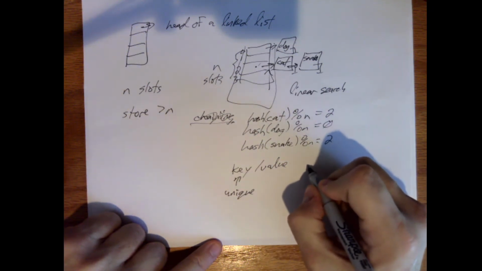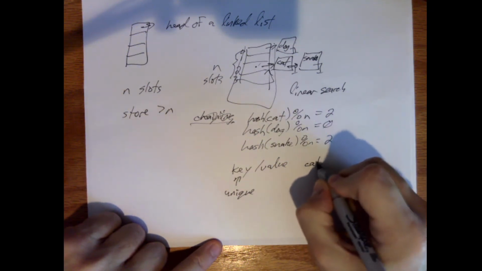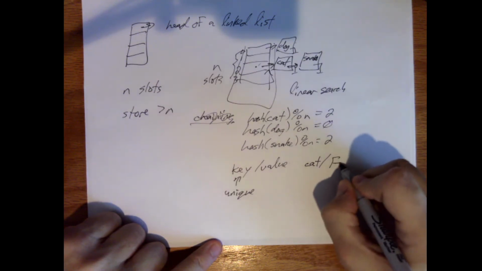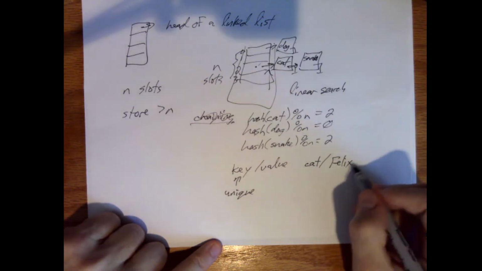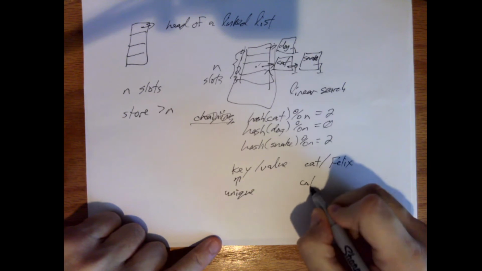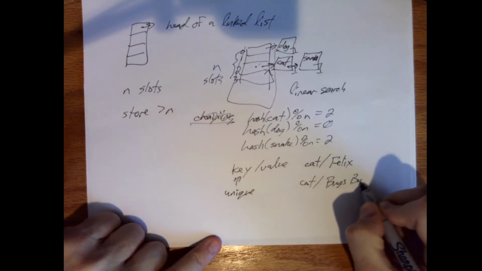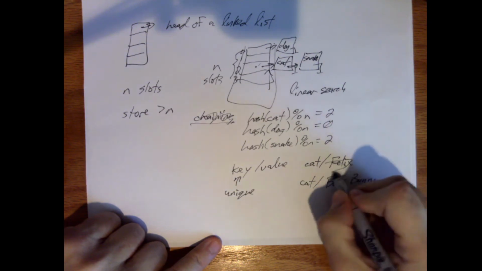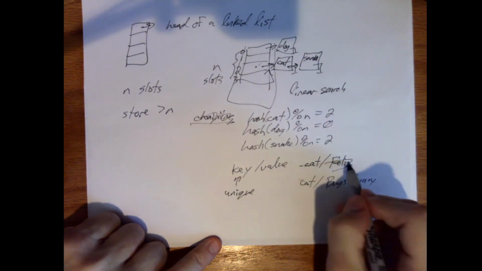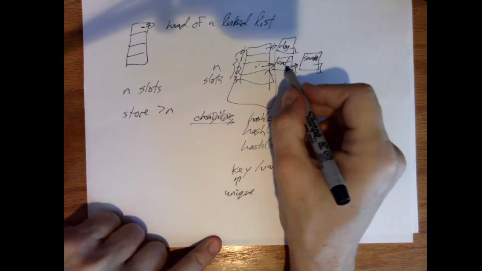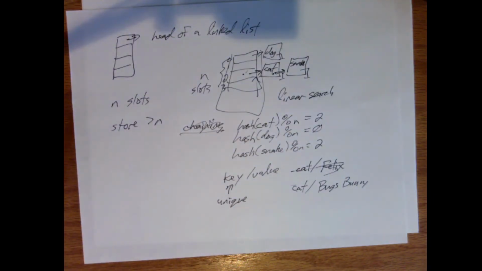So if the first time I want to store, say, cat is my key and Felix is my value, I can do that. But then if I give you cat again and give you Bugs Bunny, well, now this is gone. I just put it in the same spot. So now I have cat, Bugs Bunny, wherever it was at. So that's how that works. So let's look at my implementation.